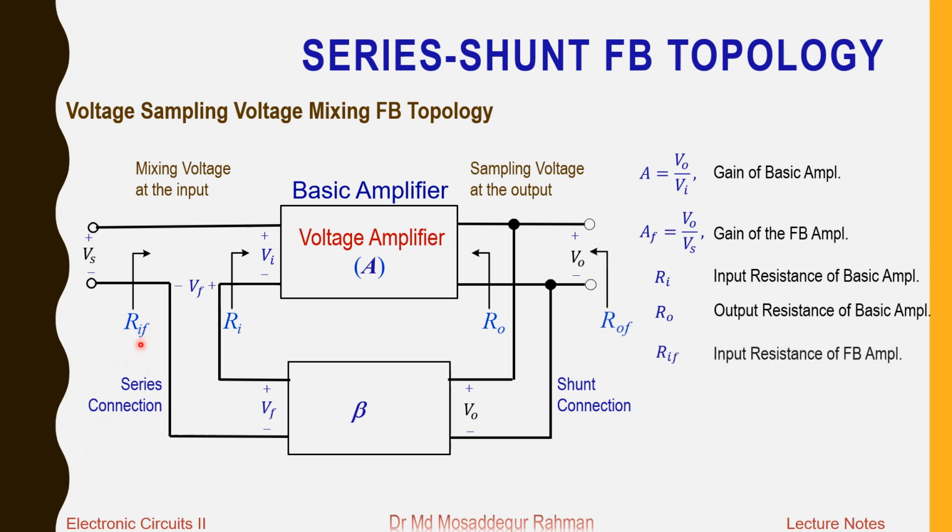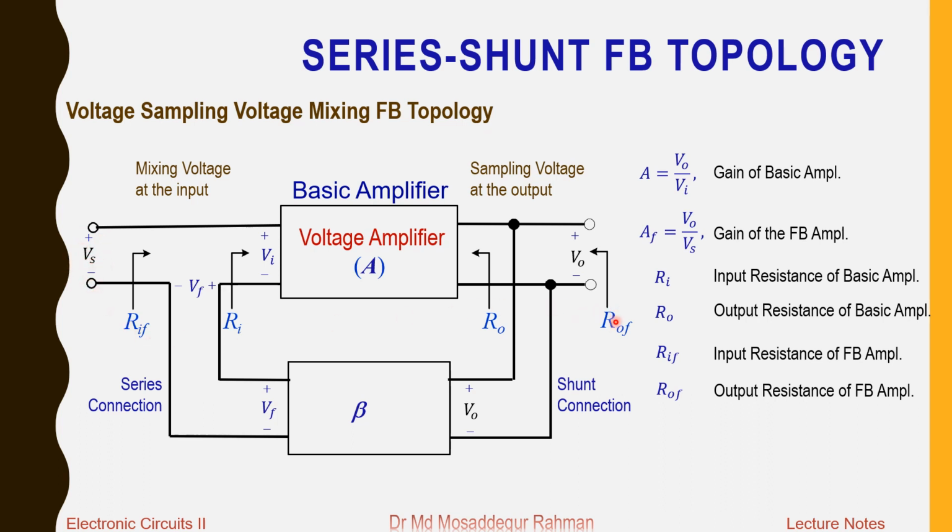RIF here is the resistance seen from this part of the circuit, which we define as the input resistance of the feedback amplifier because it includes the feedback network. This is the actual resistance that will be seen by the signal voltage Vs.